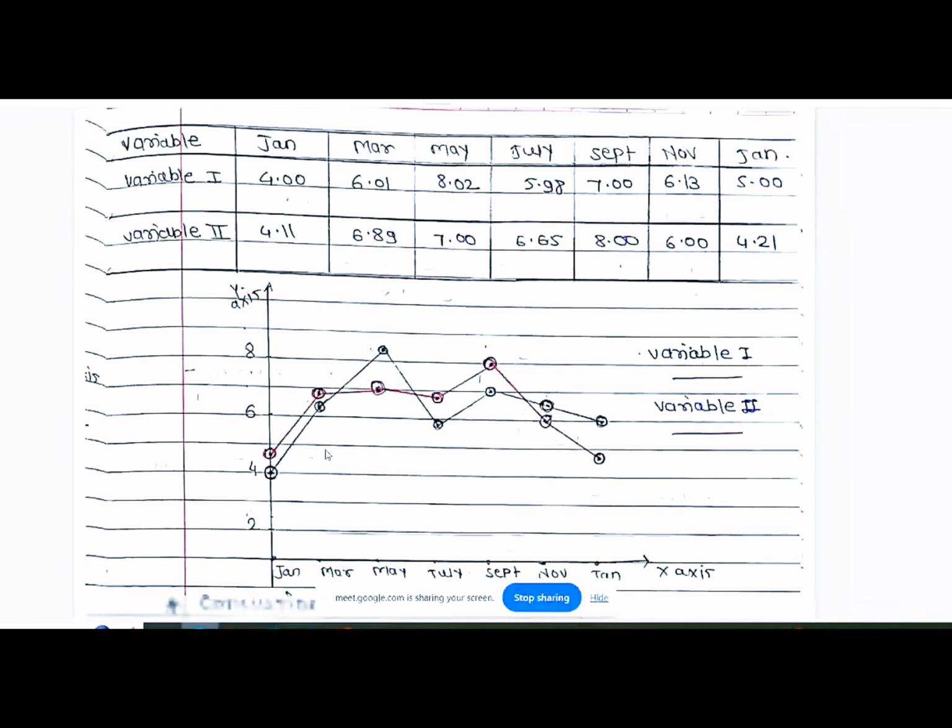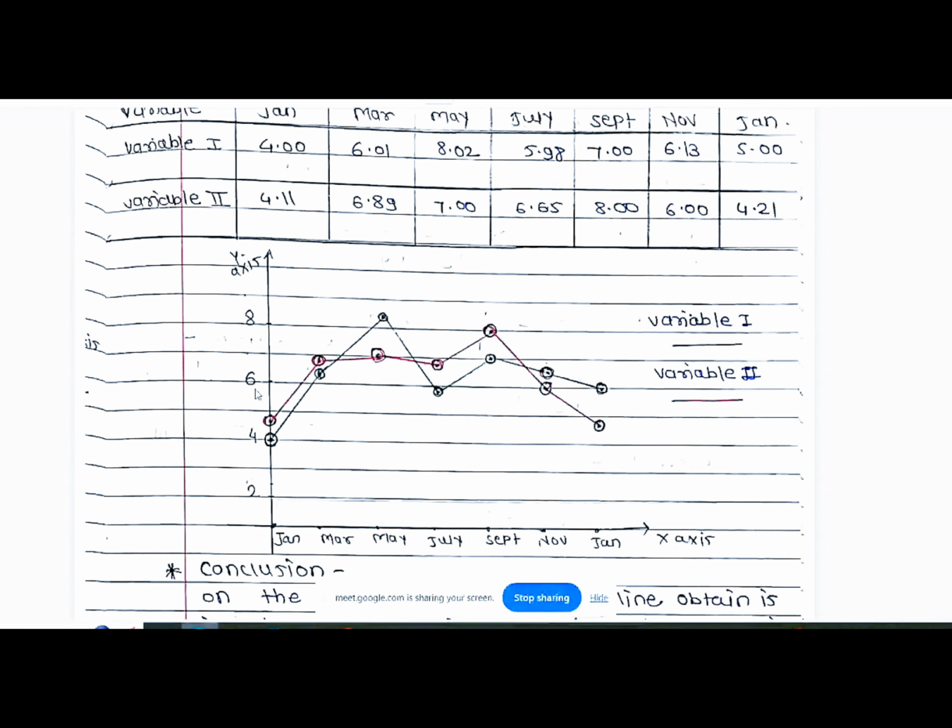Then simply you have to draw the graph. Just take the observations like January, March, May, July on the x-axis. And then locate the minimum value of the observations. The minimum value is 4 and the maximum value in both variables is 8.02, right? So depending upon the minimum and maximum value, take the scale on the y-axis. My scale will be 2, 4, 6, 8, because my minimum value is 4 and maximum value is 8.2. And now just plot the line diagram.